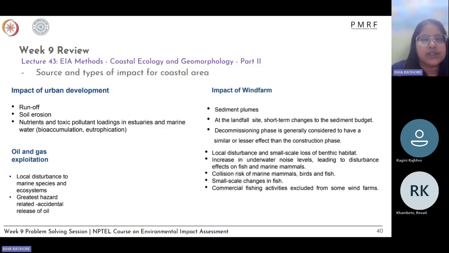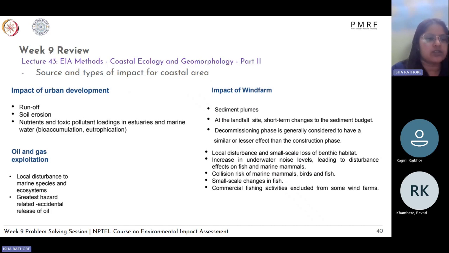Then continued there as well. So, for example, if we look at different sources and the types of impacts: if you have an urban development, it can cause runoff into your areas. It can lead to soil erosion, and nutrient and toxic pollutant loading, which can cause bioaccumulation and eutrophication. If you have a project like oil and gas exploitation, it can cause disturbance to marine species and ecosystems.